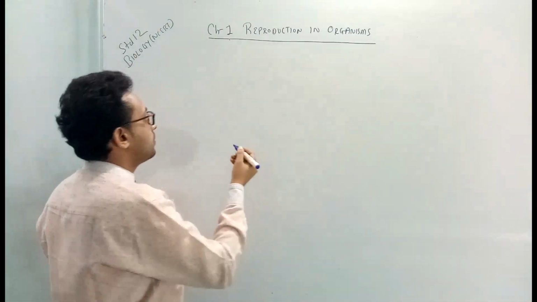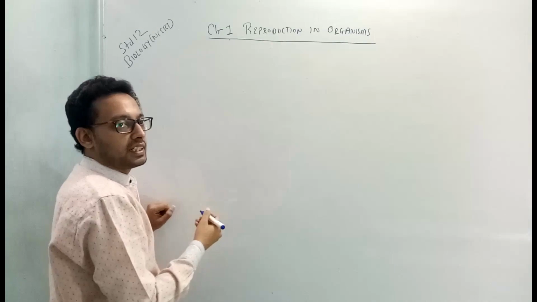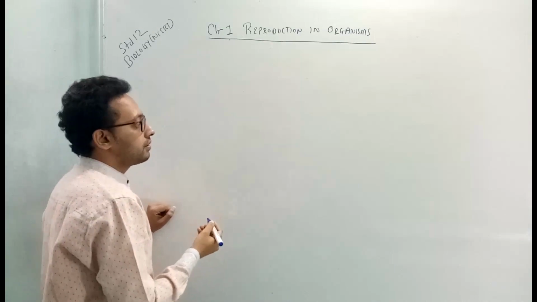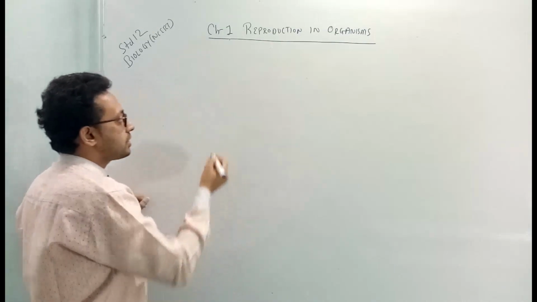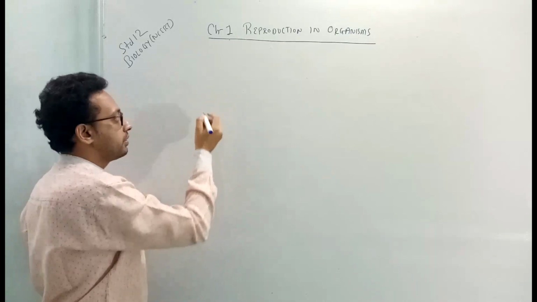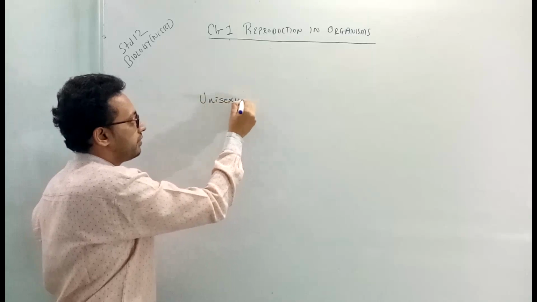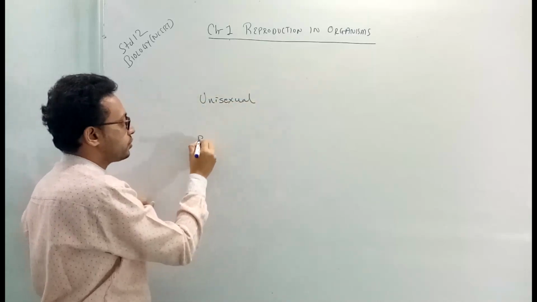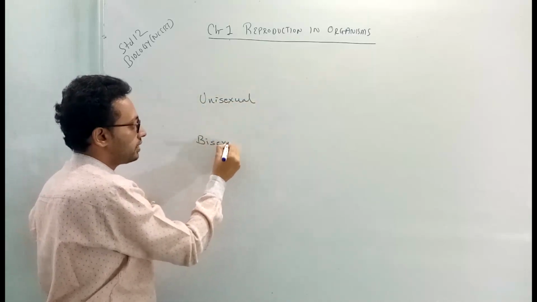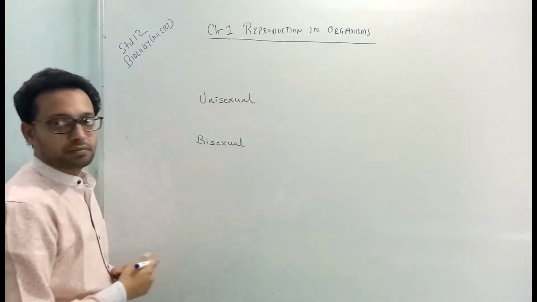Now we proceed ahead to pre-fertilization. Before we start pre-fertilization and gametogenesis, we discuss sexuality in different animals. Understand the basic terms. There are two types of living organisms: one is the unisexual living organism and the second is the bisexual living organism.